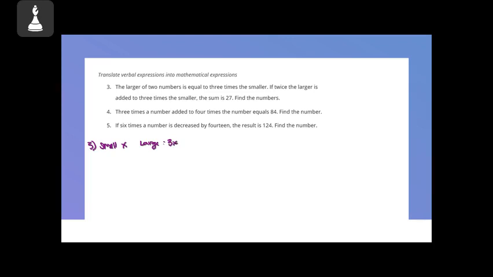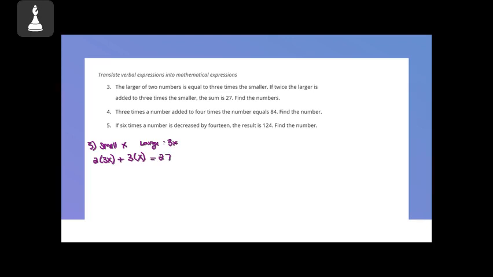All right, so if we read, if twice the larger, so 2 times the large number, or 2 times 3x, is added to 3 times the smaller, 3 times x, the sum is 27. So that means the result is 27. What are the two numbers?